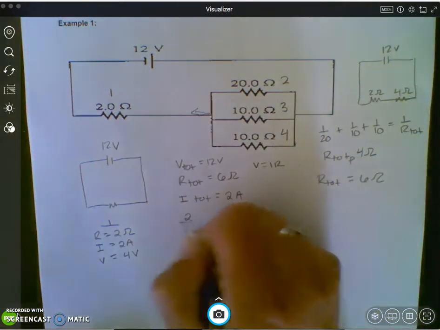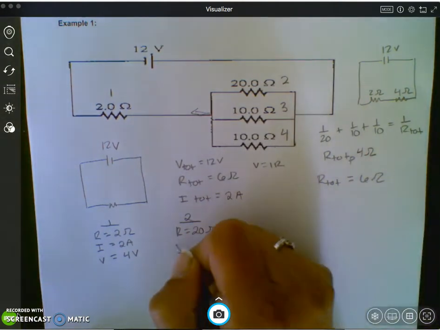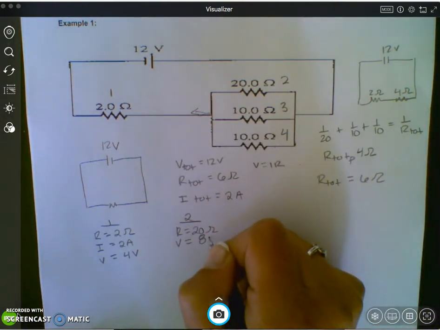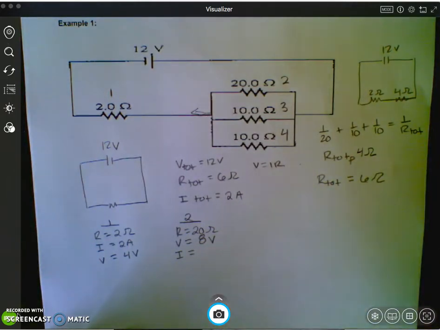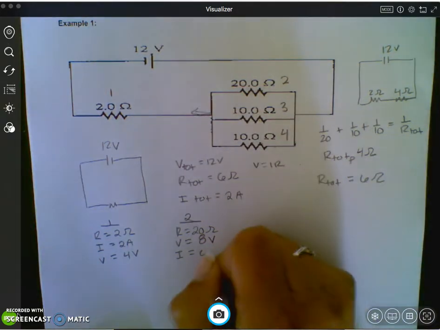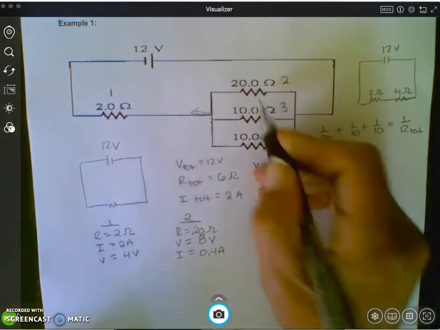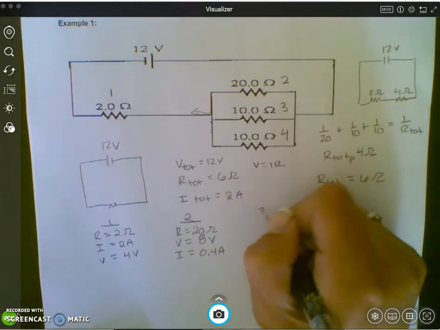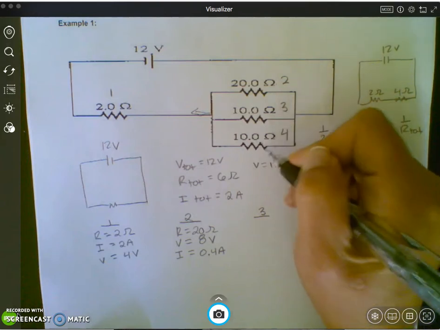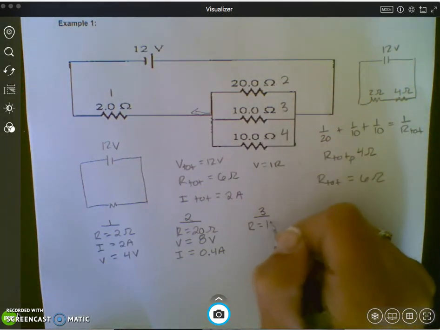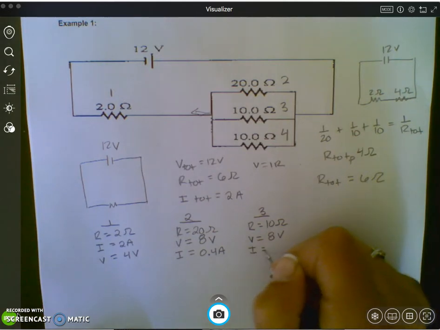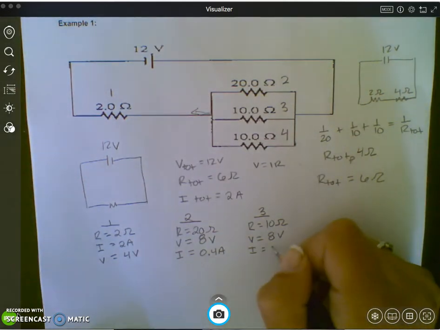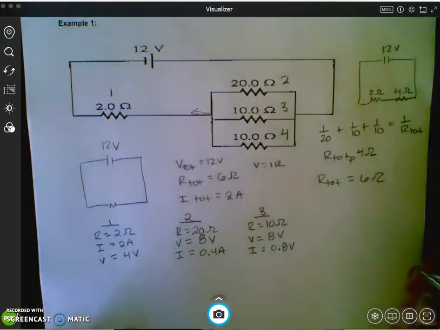So we know in resistor 2, we have a resistance of 20 ohms and the voltage is 8 volts. From that, we can find the current I. We just do 8 divided by 20, and we get 0.4 amps through that resistor. Same idea with number 3. Since the voltage is the same because these are in parallel, R is 10, voltage is 8, and I is 8 divided by 10, so 0.8, sorry, amps.